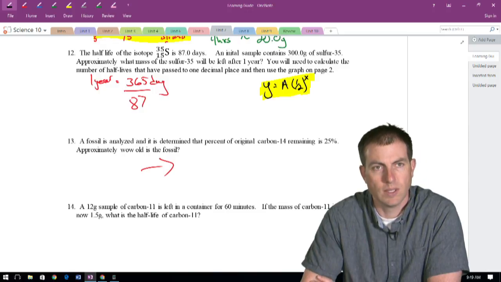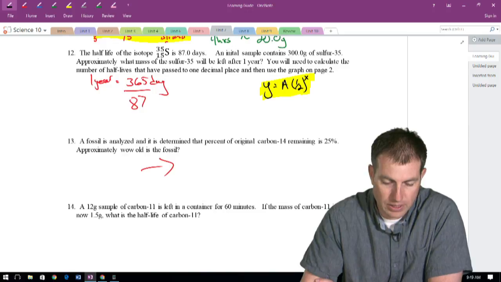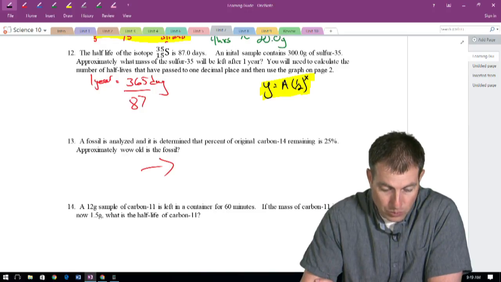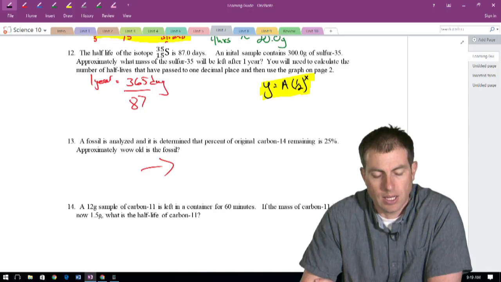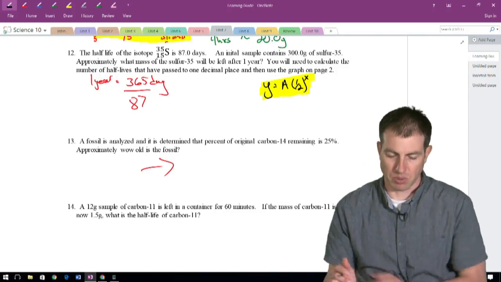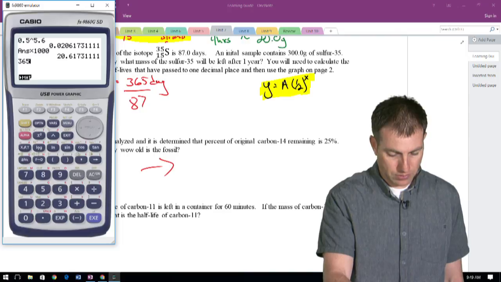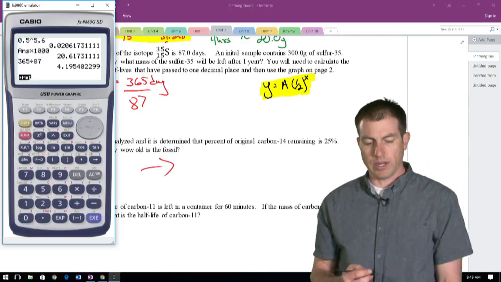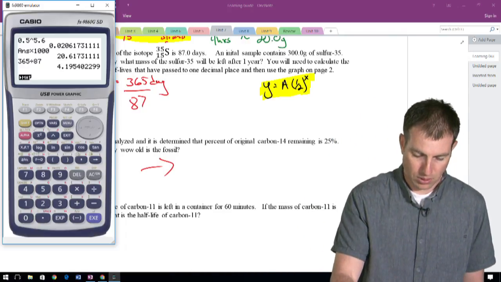All right, so 1 year is 365 days, and we want to figure out how many half-lives have occurred. So just 365 divided by 87, because each period of 87 days is going to be one half-life. So if I go back to my calculator, I go 365 divided by 87. It's going to give me 4.195. We'll just go 4.2 half-lives.